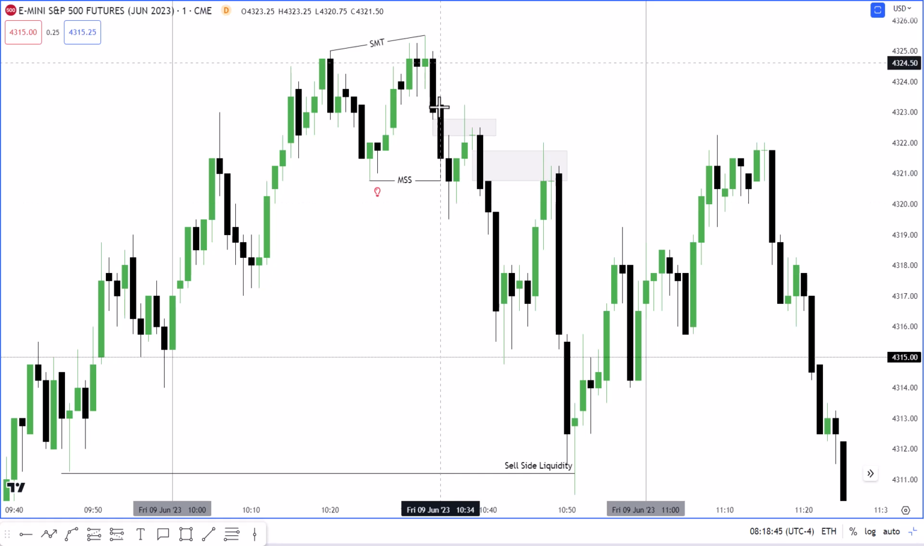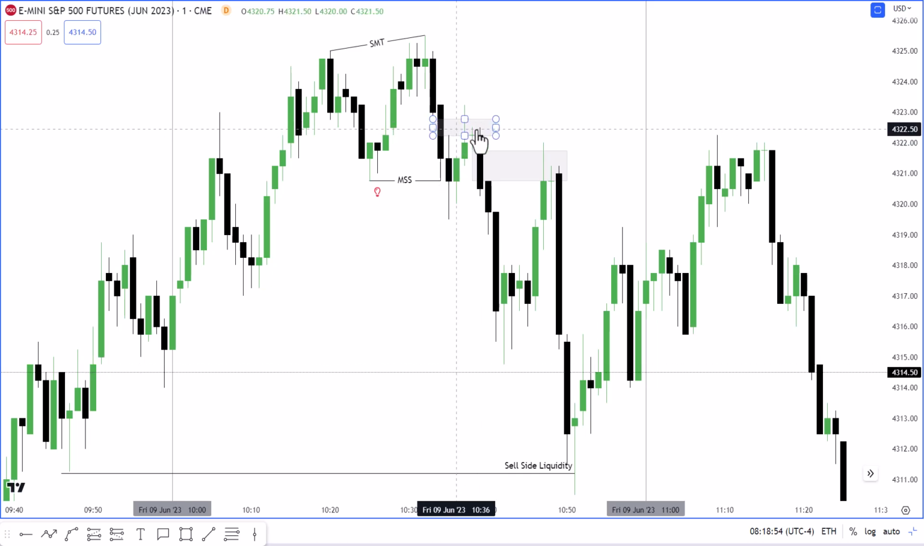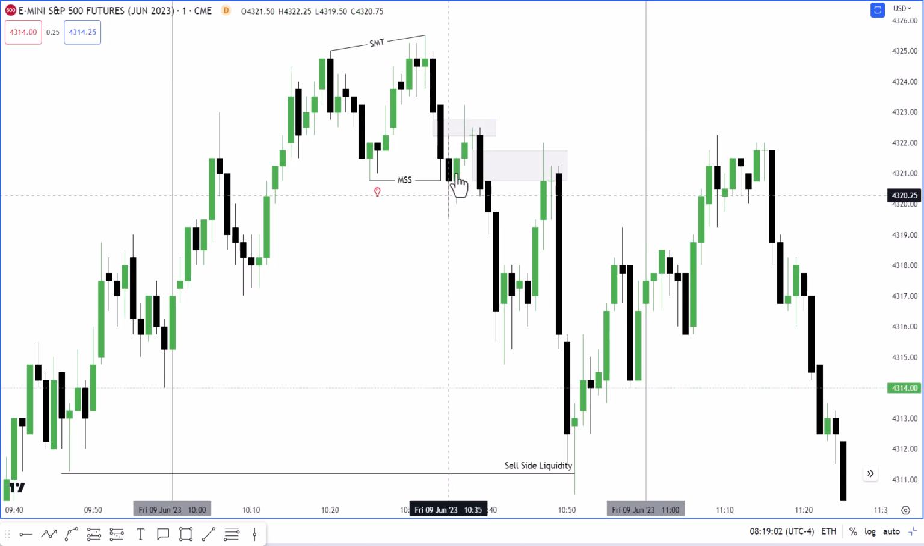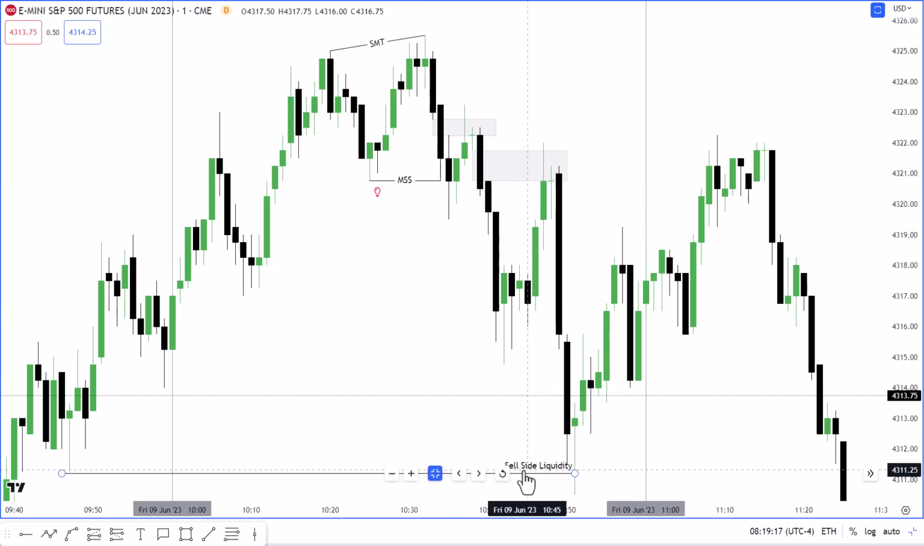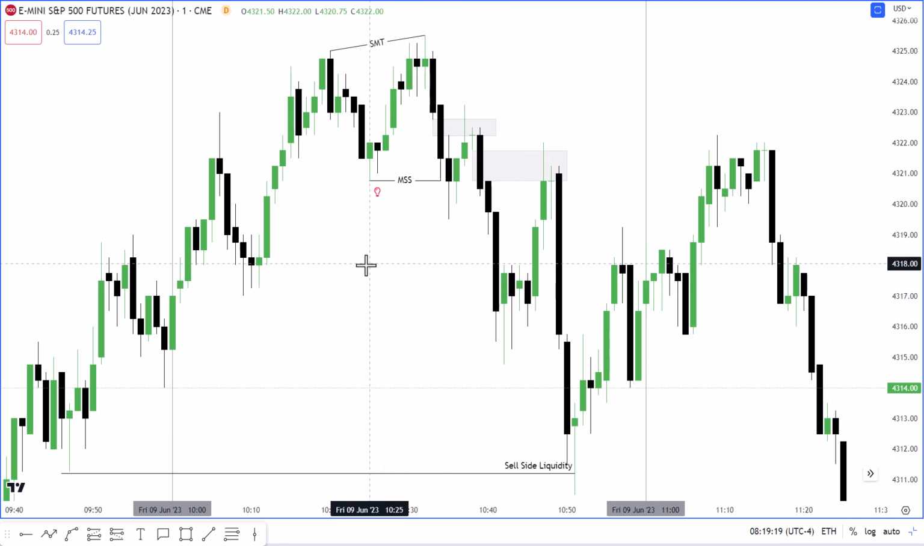Here is the silver bullet trade, this one. So as we had our market structure shift, we have price coming back to this fair value gap where we can readily sell. Imagine being a seller right here on this candle as price is coming up. Why should we trust this? Because it is happening between the hours of 10 a.m. and 11 a.m. That's one. We have a market structure shift, that is two. We have a sell side liquidity right here, and that is three. And then finally we have SMT.